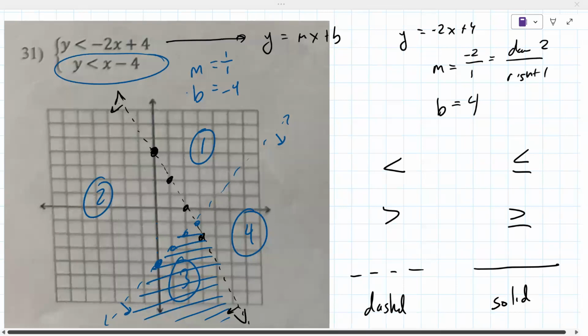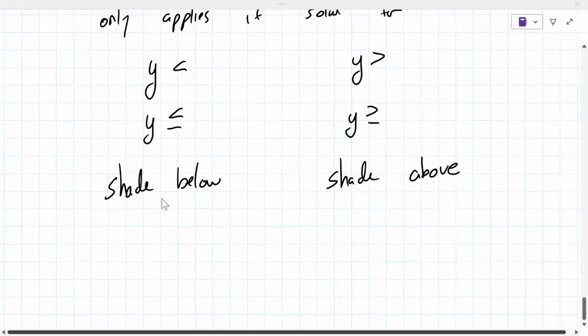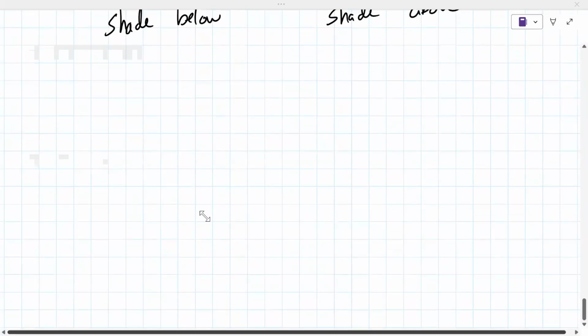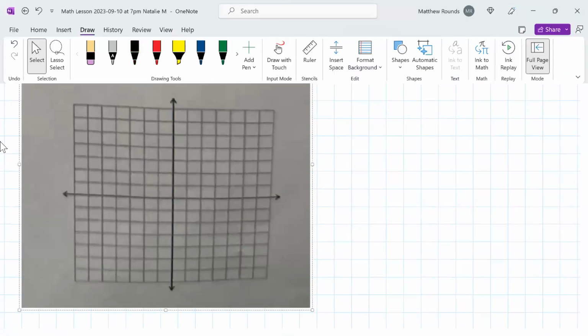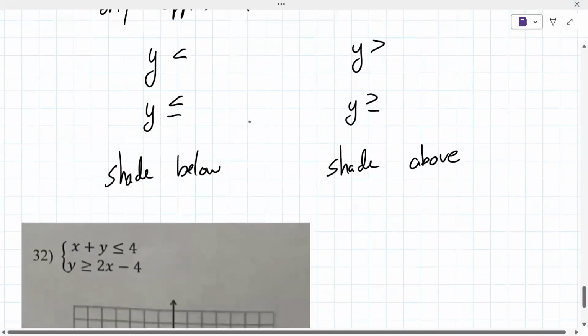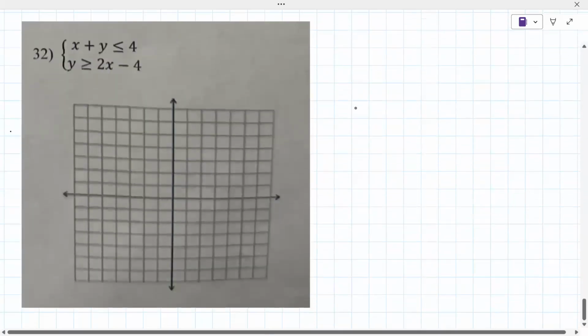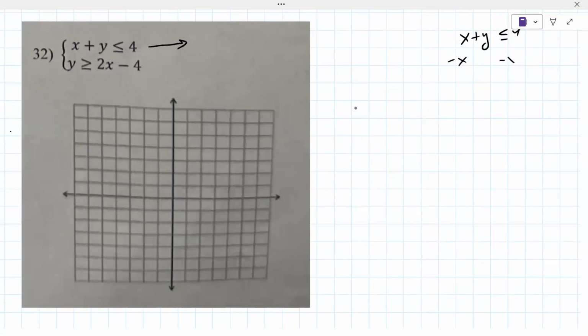All right, so 32 is a lot like 31, except that the first equation is not solved for y, which means you probably ought to solve it for y. It's not too difficult. The shading rules I talked about only work when you solve for y. So to solve this one for y, you're just going to subtract x from both sides. I recommend putting it in front of the number, so it's y less than or equal to minus x plus 4, like that.